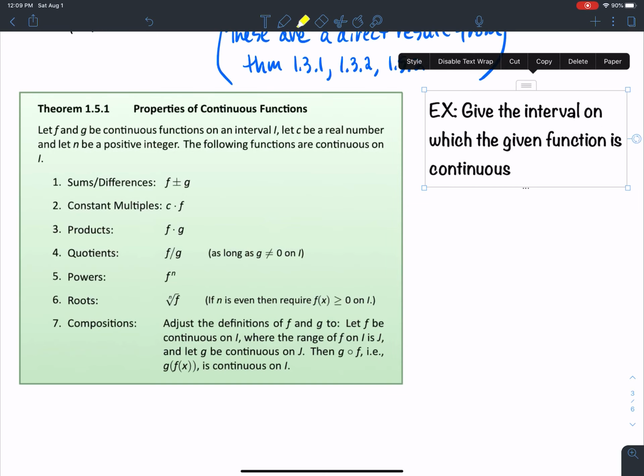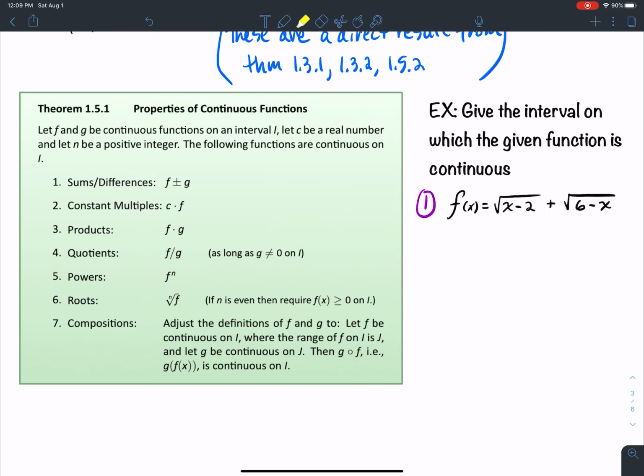Okay, so let's work through a problem. I think this is going to help. Give the intervals on which the given function is continuous. So we're actually given f of x, which equals the square root of x minus 2 plus 6 times the square root of 6 minus x. Okay?